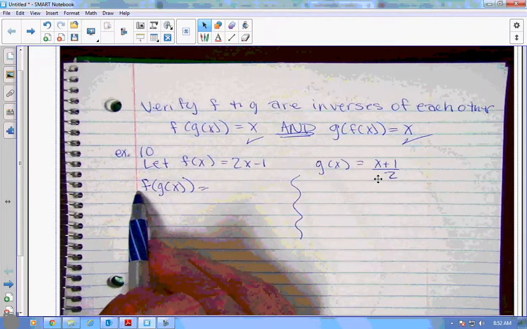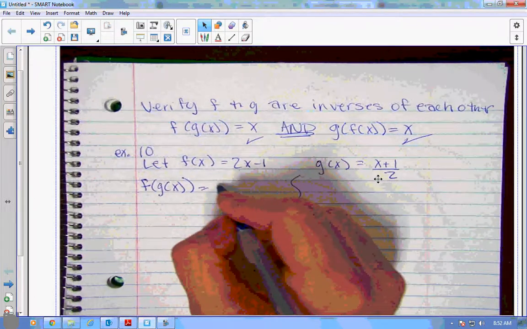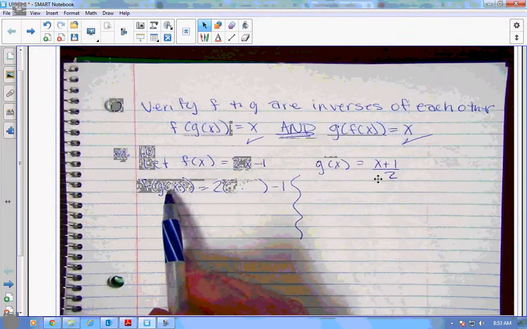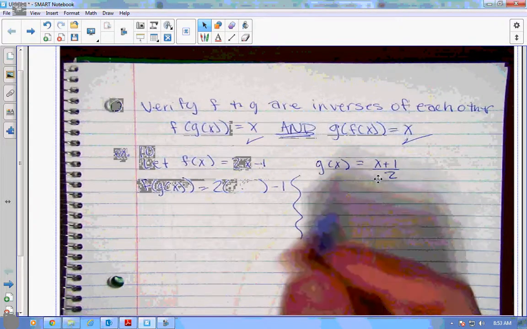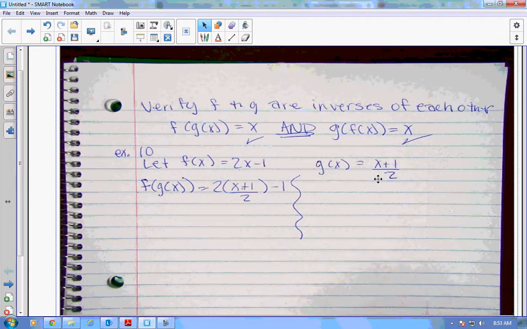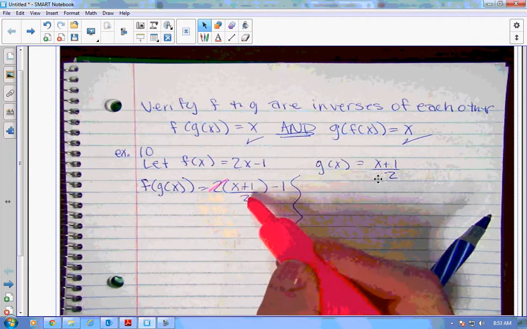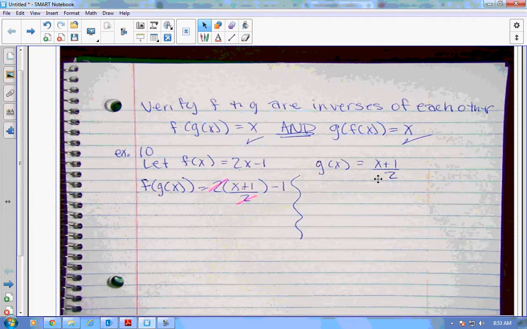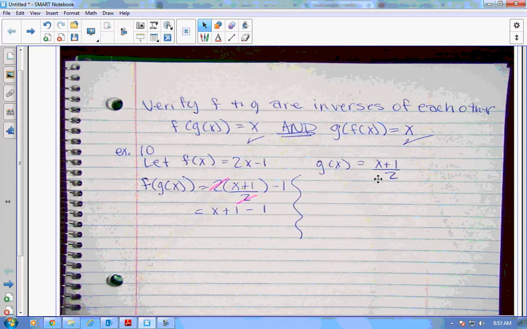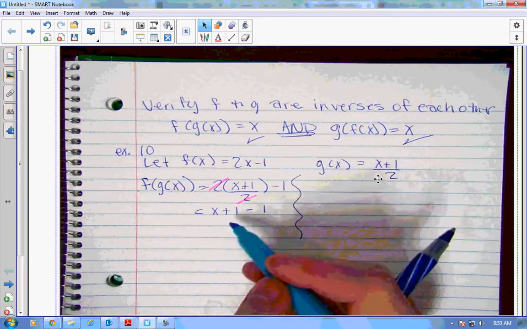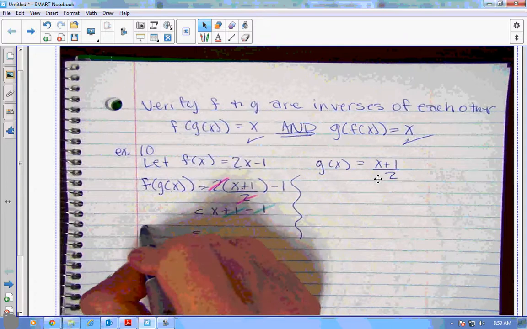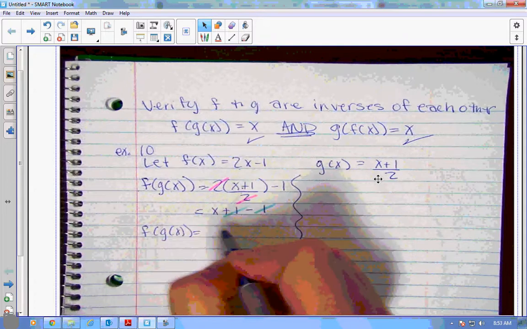Again, f is on the outside, so we're going to take f, and wherever there's an x, we put parentheses, minus 1. Inside the parentheses, we're going to insert in g. G is this fraction over here, x plus 1 over 2. Look how nice this becomes. 2 times the 2 on top divided by 2 on the bottom cancels out. And we get x plus 1 minus 1. Look what also cancels. 1 minus 1, cancel, cancel. And we get f of g of x equals x.